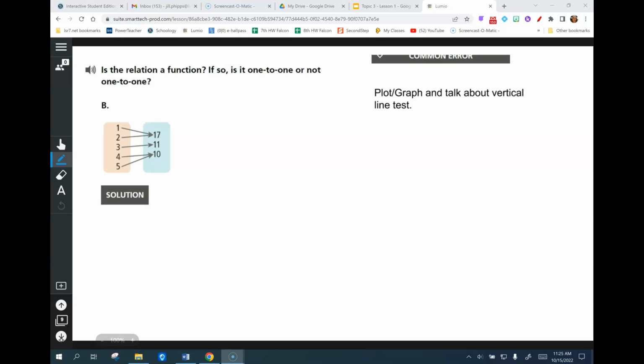Okay, so here we go. On these, this is what's called a mapping, if they ever refer to a mapping. Sometimes they'll call it just a diagram. But a mapping, and what I do with this if I get a little confused, this says 1 goes with 17. And 2 goes with 17. And then I have 3 and 11. And I have 4.